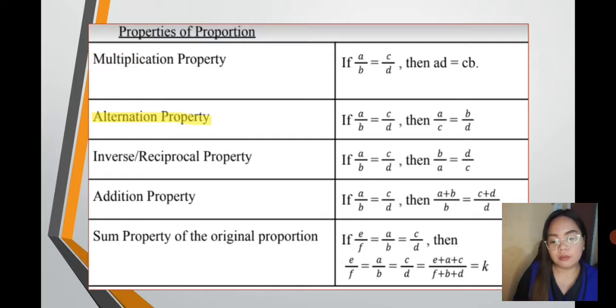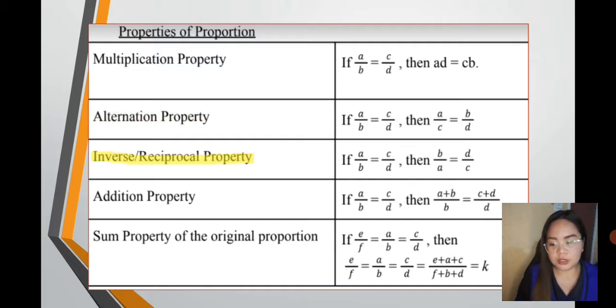Alternation property. If A over B is equal to C over D, then A over C is equal to B over D. So, dito naman, ipapalit lang natin yung denominator ng first ratio natin sa numerator ng second ratio. Kaya naging A over C and B over D.